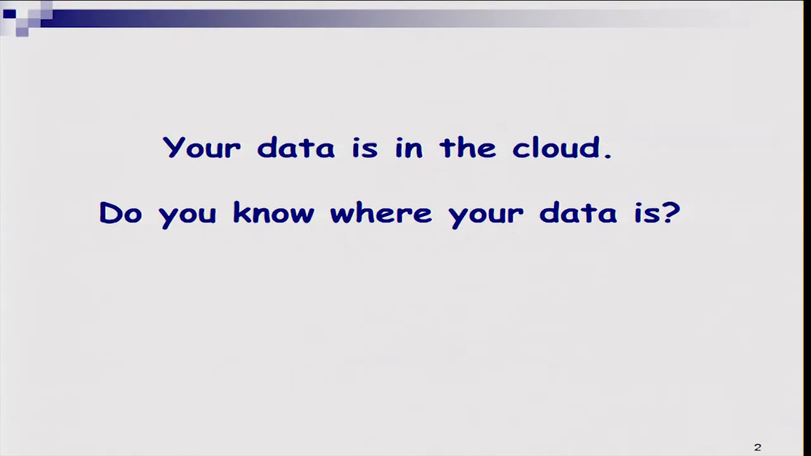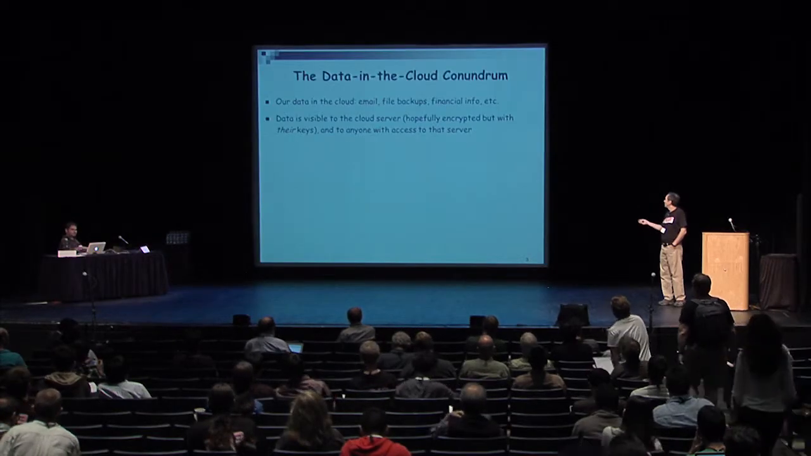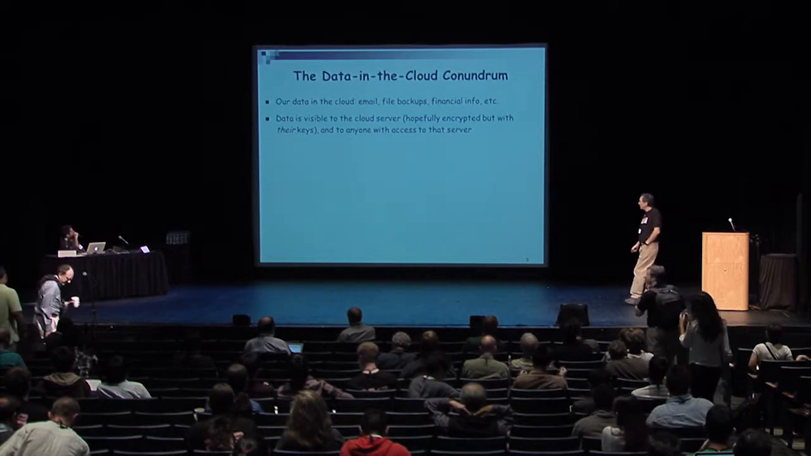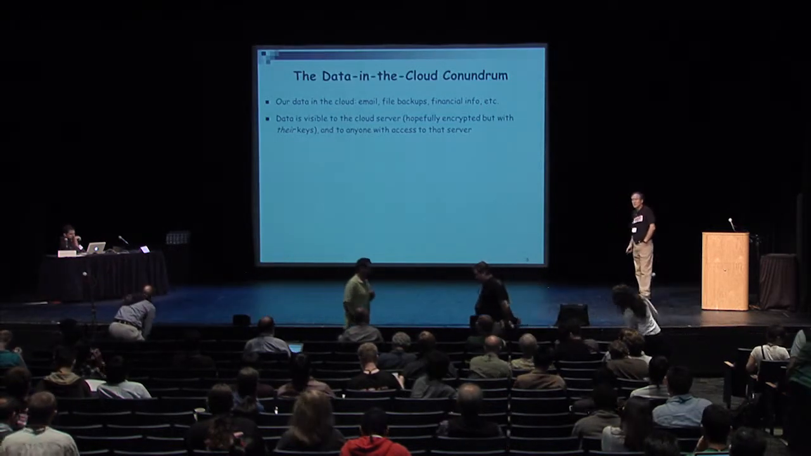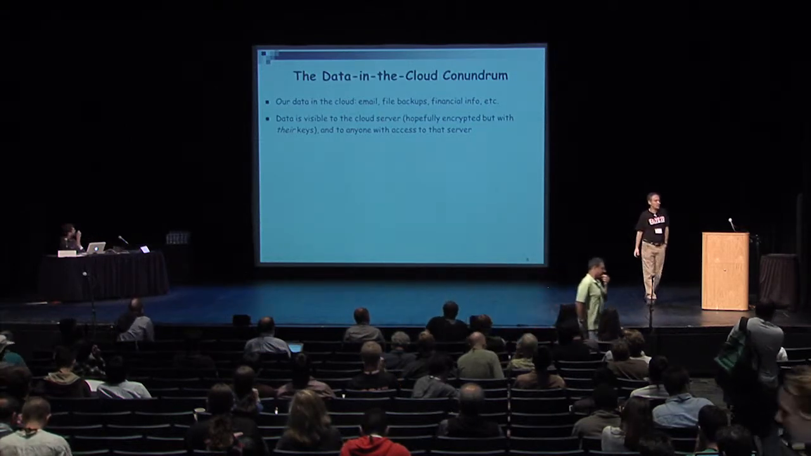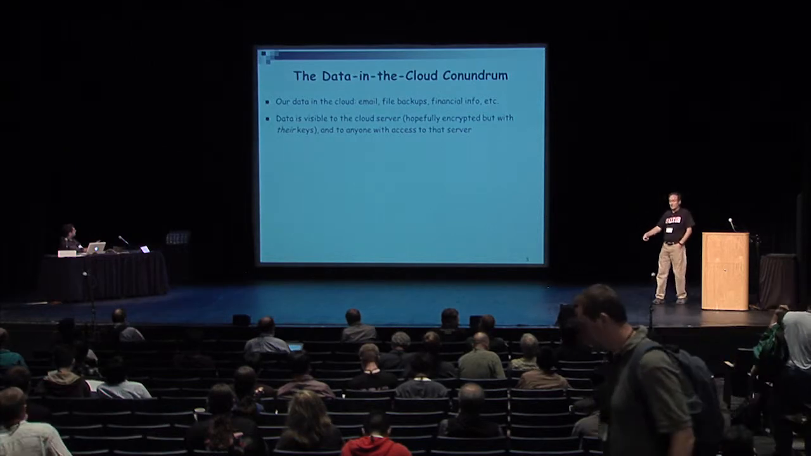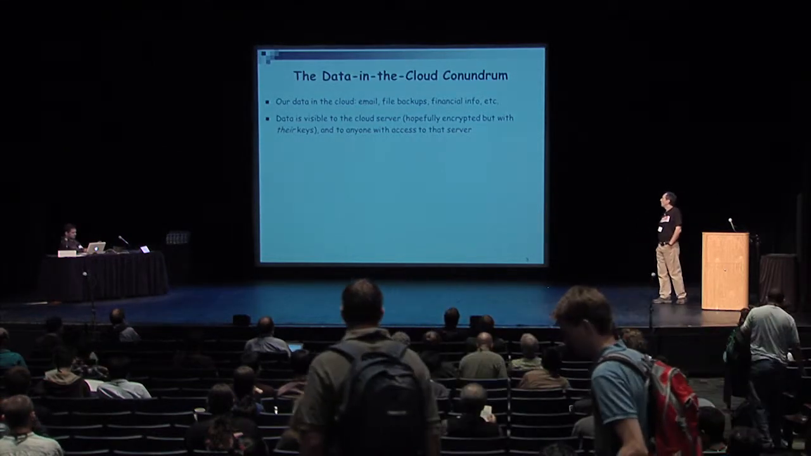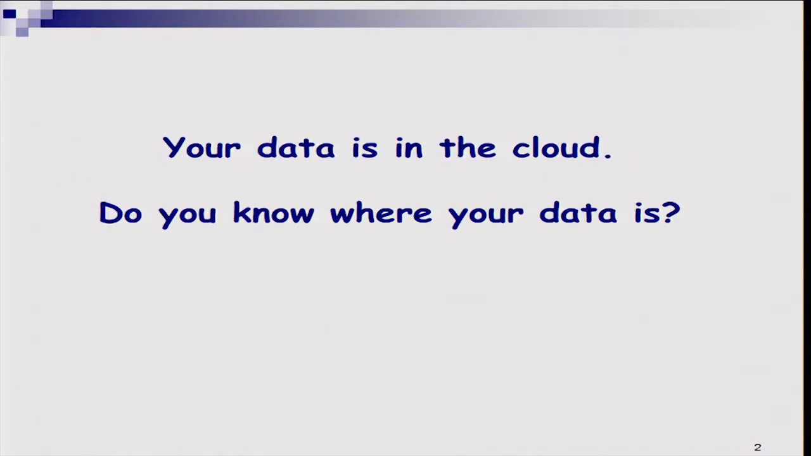So to connect with the invited lecture yesterday, I asked the question, your data is in the cloud. Do you know where your data is? So we have a lot of data in the cloud: email, file backups, financial information. Now, the data is visible to the server, which can encrypt it, but encrypt it with its own keys. So basically, anyone with access to the server has access to the data.